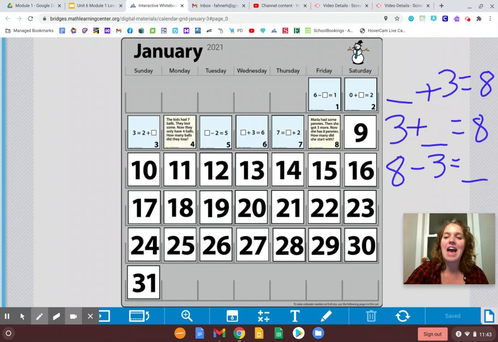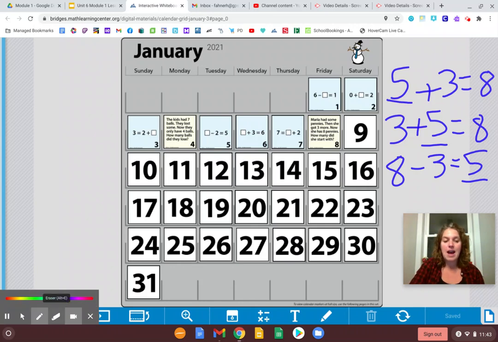5. It would be 5. 5 plus 3 equals 8. 3 plus 5 equals 8. Or 8 minus 3 equals 5. Any of those would help us figure out our answer. Great work.